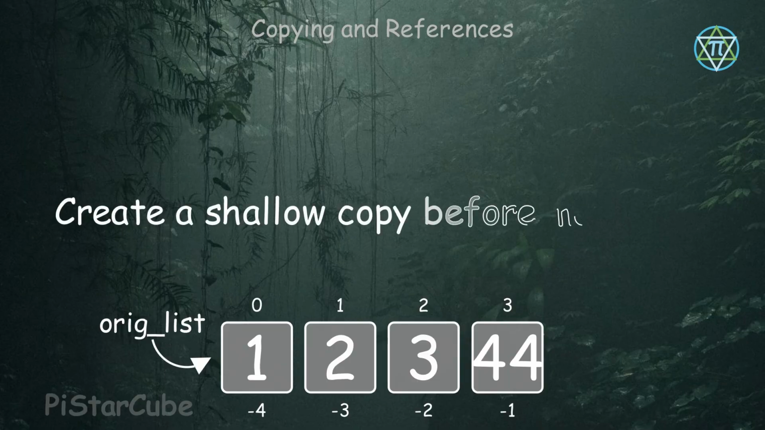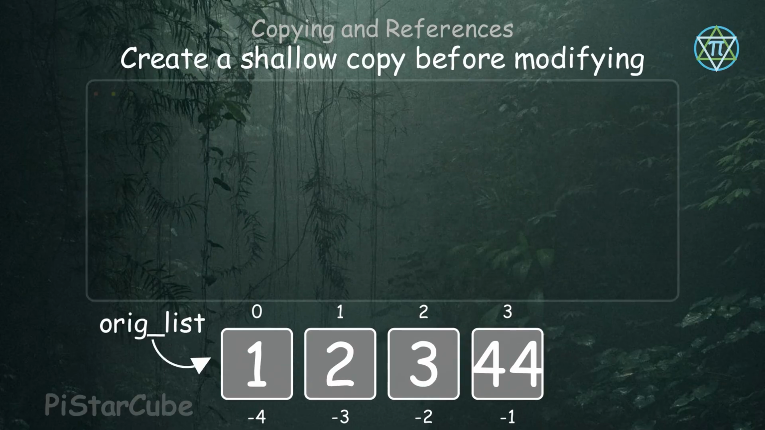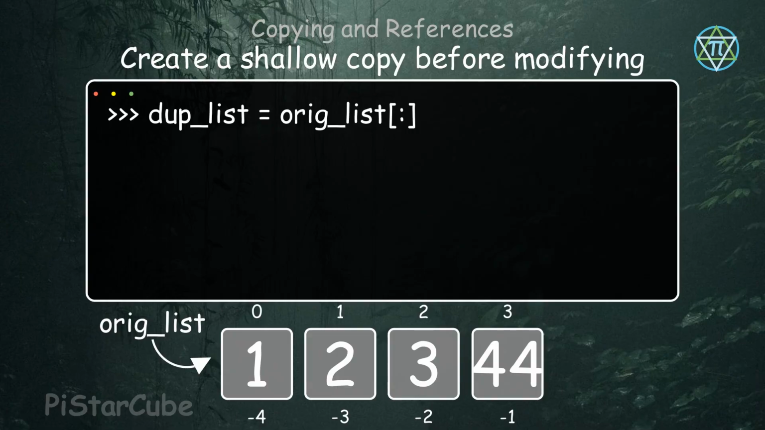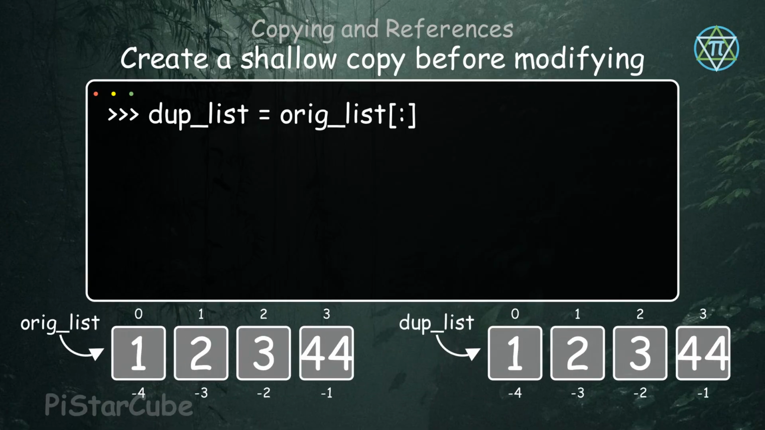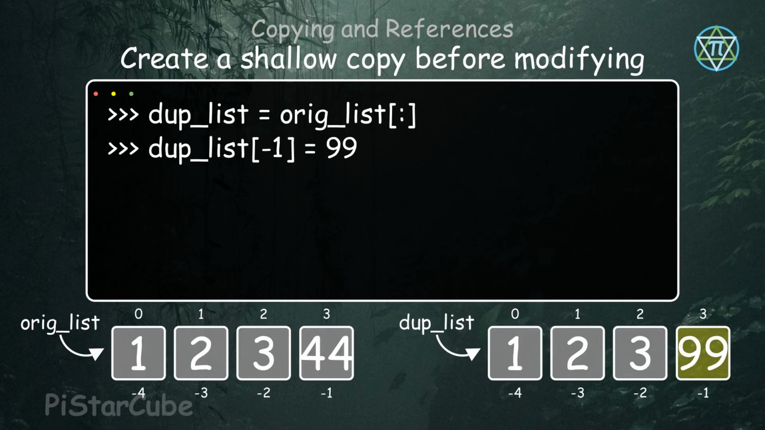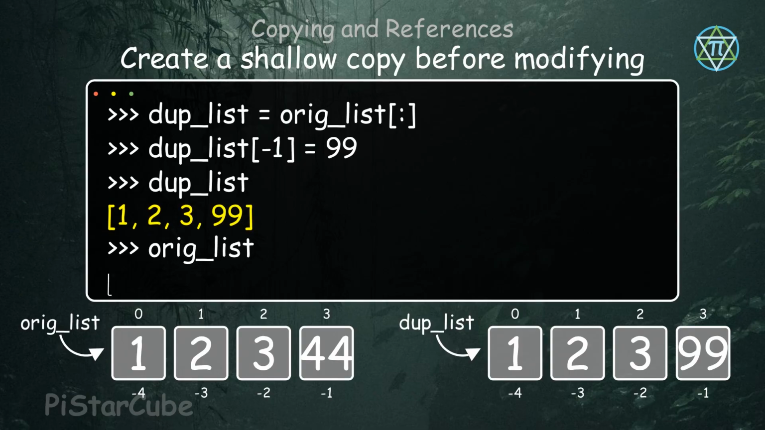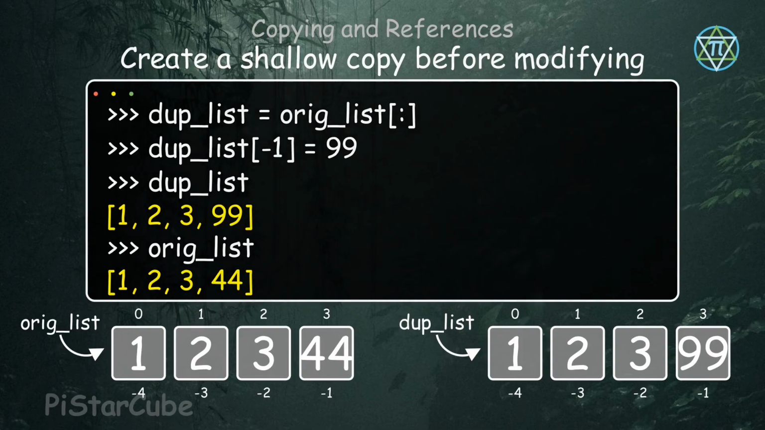To avoid unintentional changes, we can create a shallow copy of the list. Here, duplicate makes a new copy with the same values. Now modifying duplicate won't affect the original list. We updated the last item in duplicate to 99. Duplicate becomes 1, 2, 3, 99 while original list stays unchanged, 1, 2, 3, 44. This is useful when you want to work with a separate copy of the list.